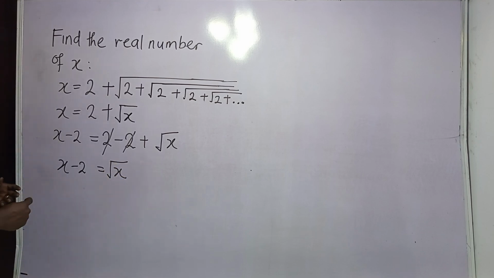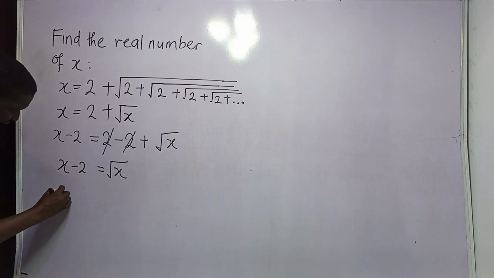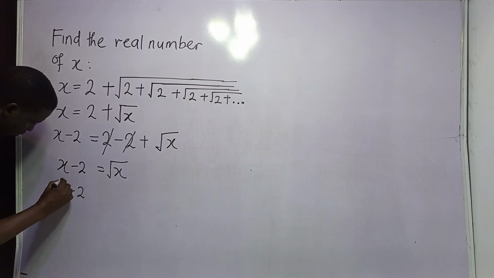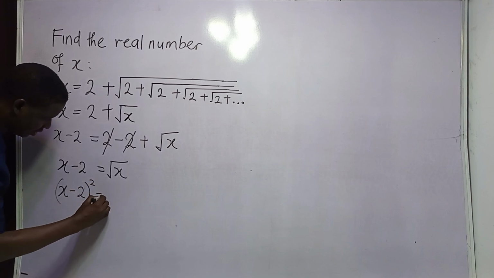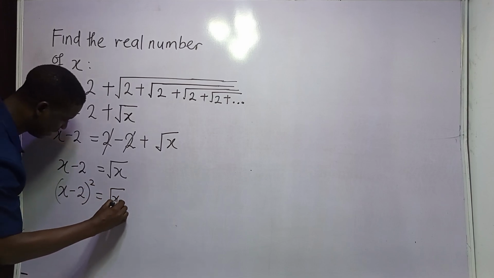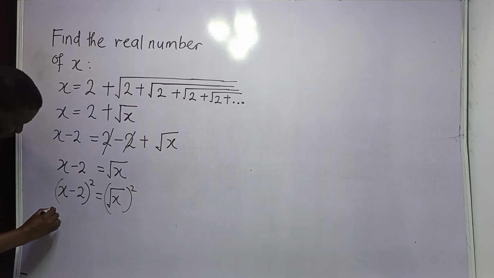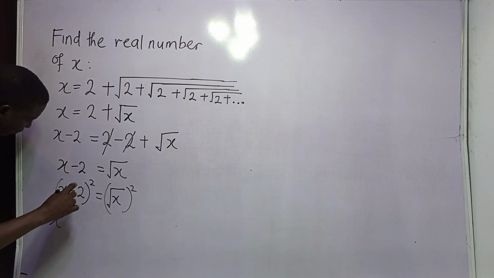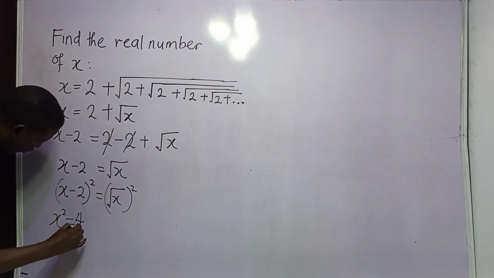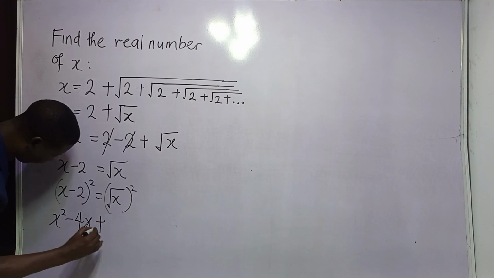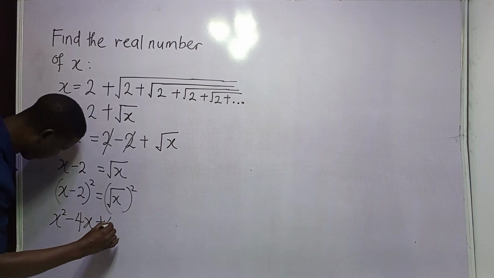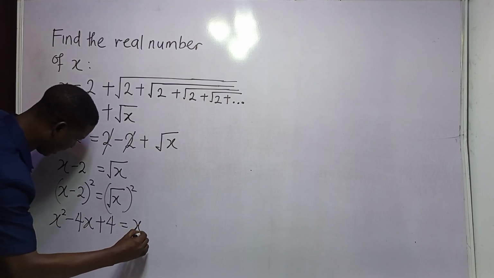Now we square both sides. If you square both sides, what do we have? We are going to have x minus 2 all squared equal to square root of x all squared. So if you do that, the square of x minus 2 is x squared, x times minus 2 times 2 gives minus 4x, plus 2 squared is 4, equal to what?